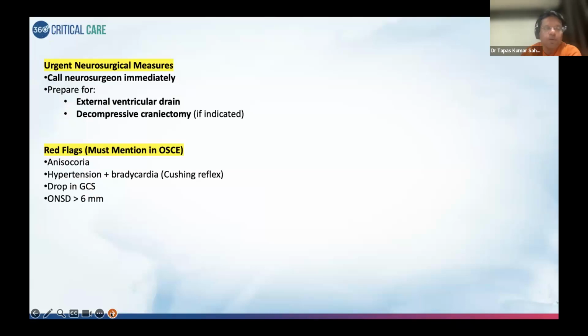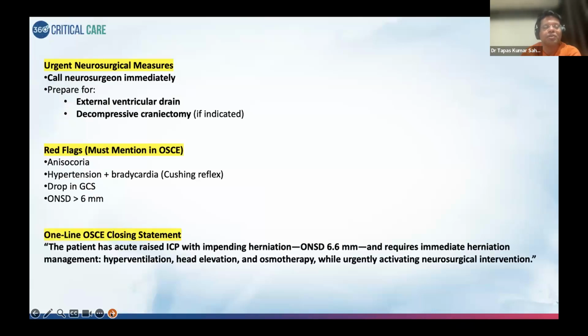Now, there are certain red flags the examiner may ask: anisocoria, hypertension, bradycardia, drop in GCS, ONSD more than 6. Now, again, closing statement to get the gold medal. The patient has acute raised ICP with impending herniation. ONSD comes to 6.6 millimeter. And I think this patient requires immediate herniation management in the form of hyperventilation, head elevation, osmotherapy, while urgently activating neurosurgical intervention. Don't immediately jump to that.